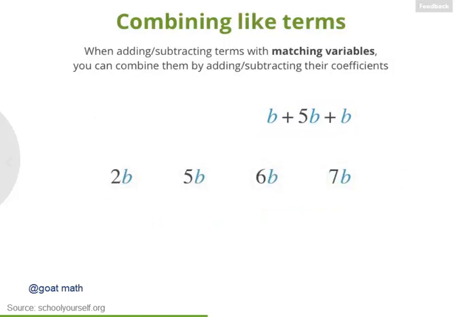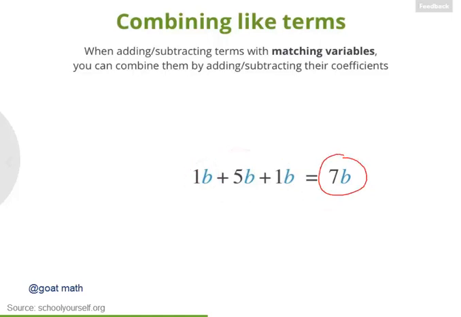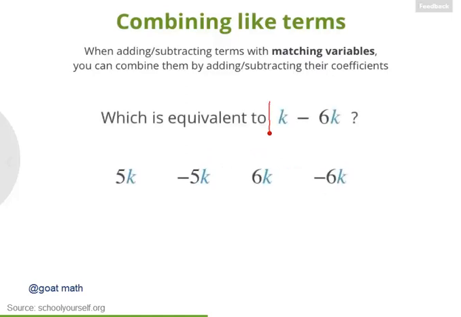Nicely done. When a variable is by itself, like b over here, that's the same as having 1b. So we have 1b plus 5b plus another 1b. 1 plus 5 plus 1 equals 7. So this is equivalent to 7b. For any value of b, like -6, 0, or 17, these two expressions will always give you the same result. And how about this expression, k minus 6k? Which of these expressions is equivalent?